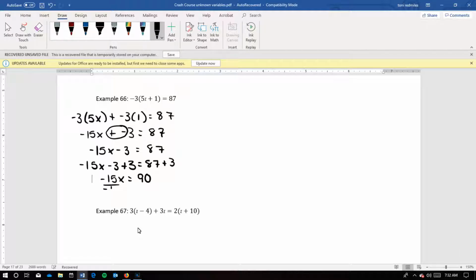Now I have to divide the negative 15 from both sides. It's going to be a negative. I always look at it this way. 90 minutes is an hour and a half. How many 15-minute segments? So that would be 6, because an hour has 4 15-minute segments, and a half an hour has 2. So my answer is negative 6.